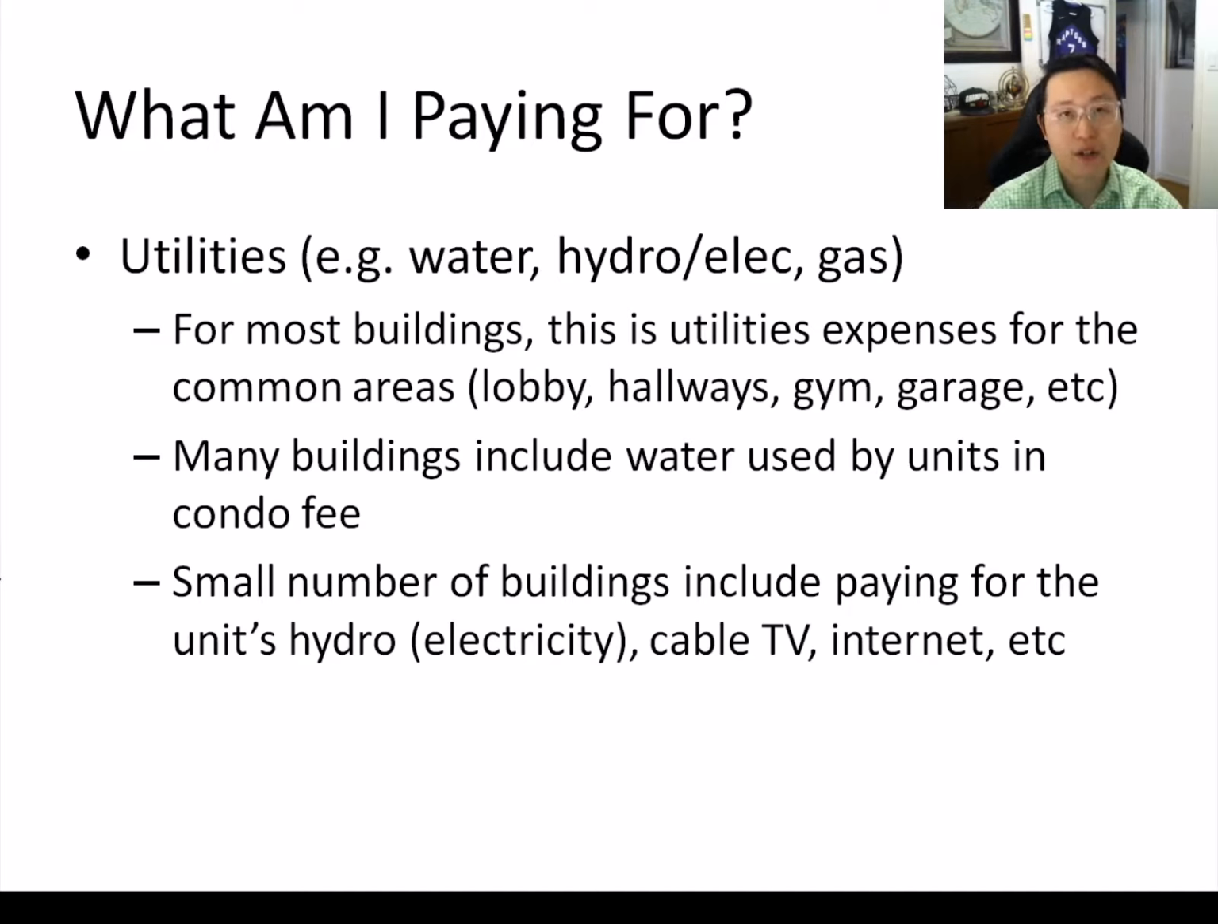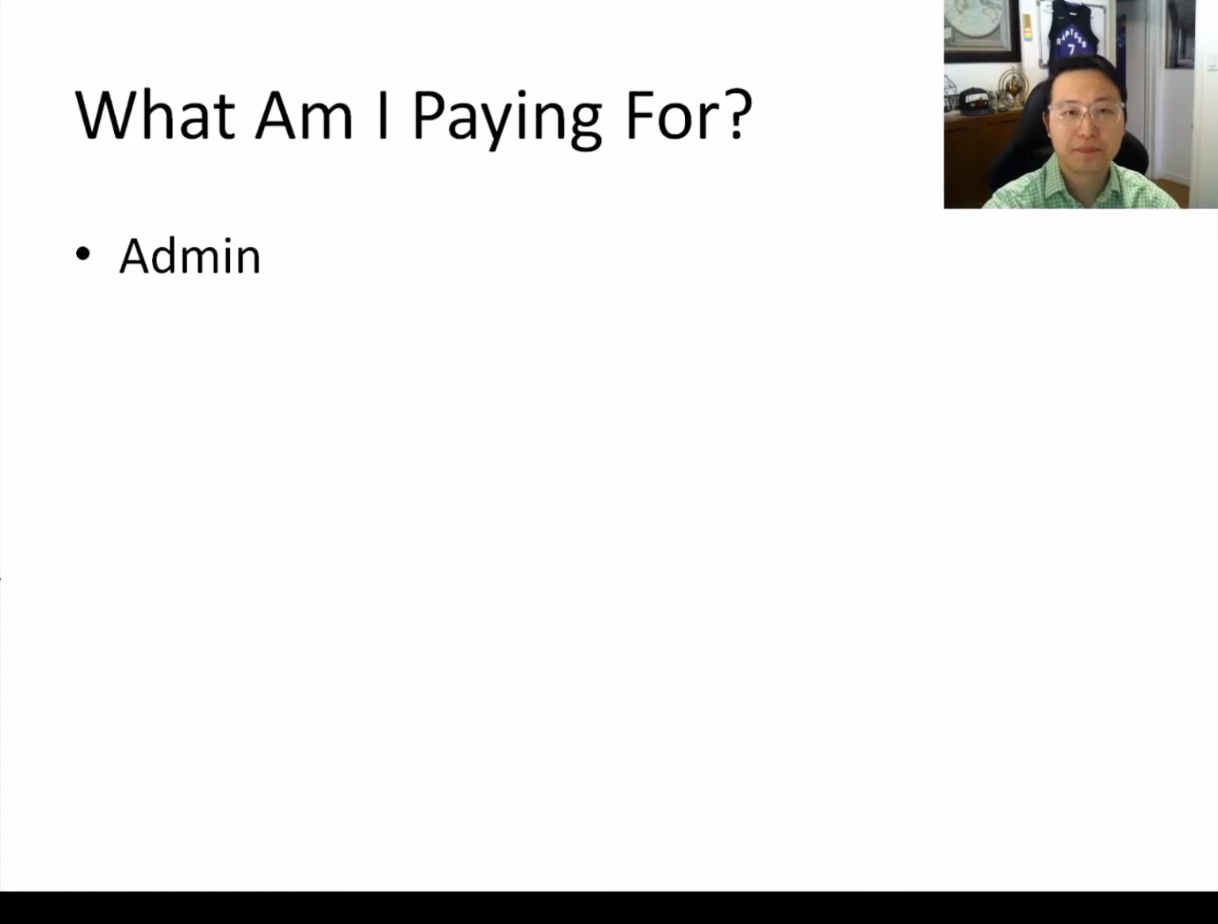I would say that you can be confident that most of your condo fees will cover the water that's used in the unit, but usually nothing more. So electricity, you're going to be paying for your own unit, and it's going to have its own meter. Whereas the utilities for the rest of the building, the common areas, like I said, hallways, garage, gym, lobby, those are all typically covered under the condo fee.